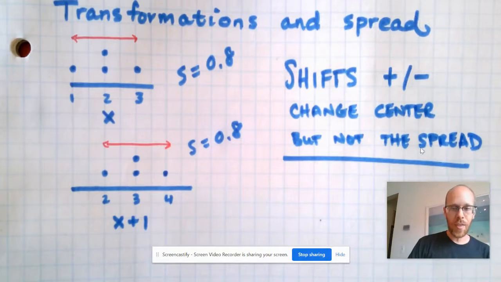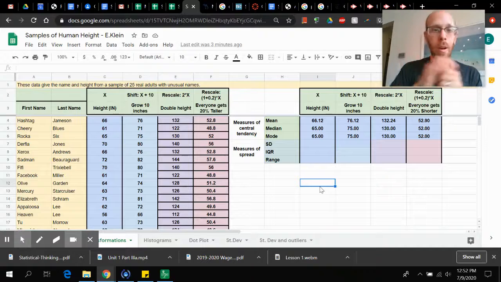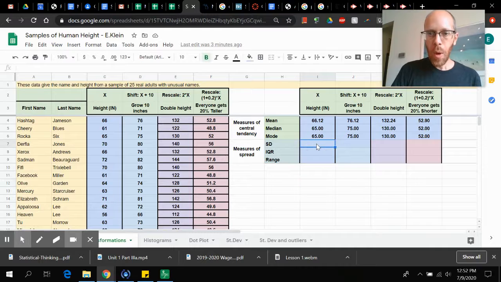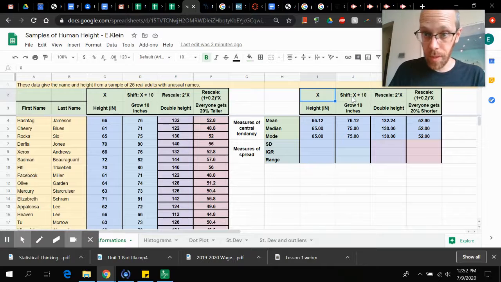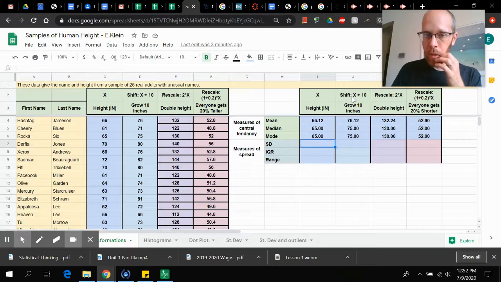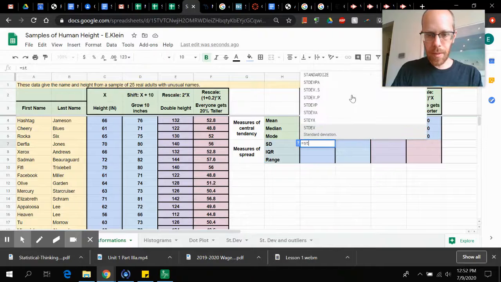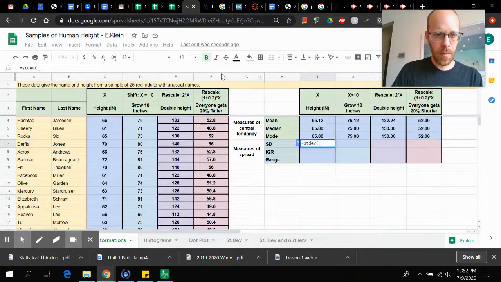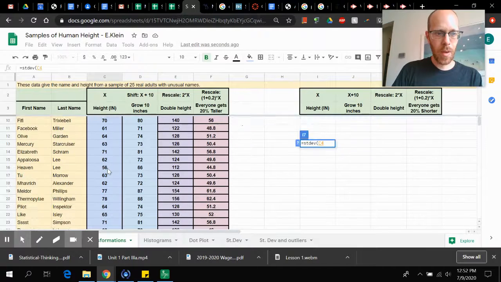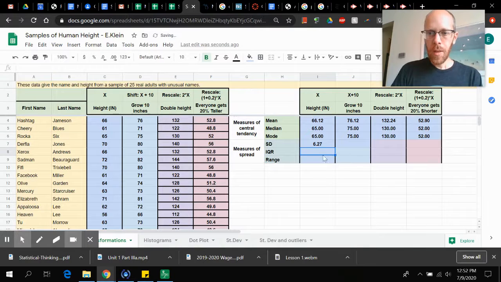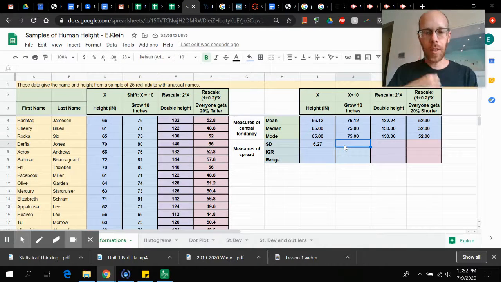This is really easy to see right here when we look at our samples of human height data set. So get this out if you haven't already. We already did a bunch of work and we saw that when everyone grew by 10 inches, remember X was their height and then X plus 10 would be growing 10 inches. We found that that made the mean, the median, and the mode increase. Well, let's see what happens to the standard deviation. Right here, I'm going to type standard dev of X, which is from here to here. So the standard deviation of the heights is a little more than 6 inches.